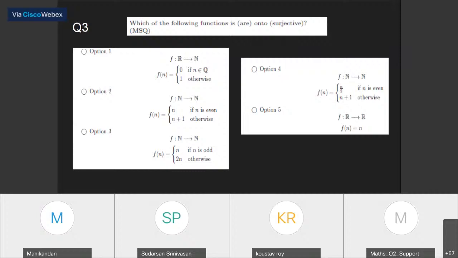Sir, can you just arrange 1 or 2 sessions, especially for this function part? One session for functions alone, functions and relations, where we can ask those questions.